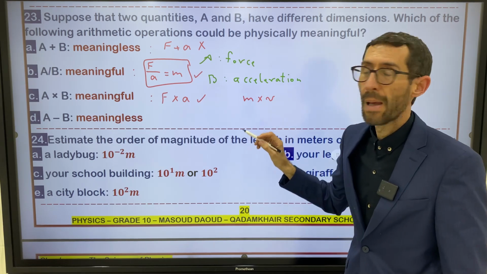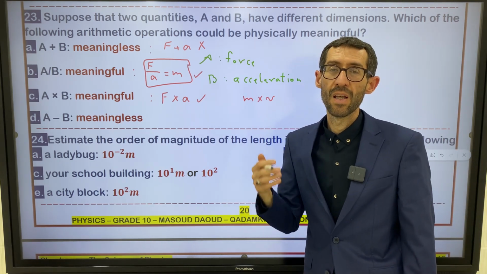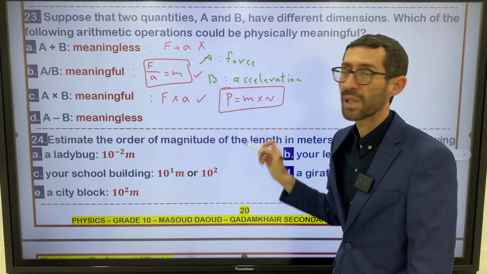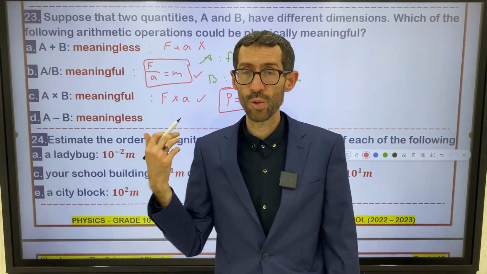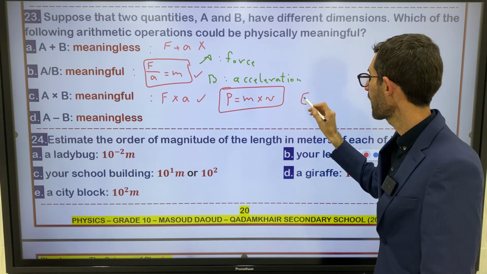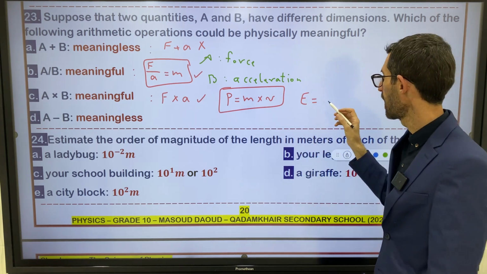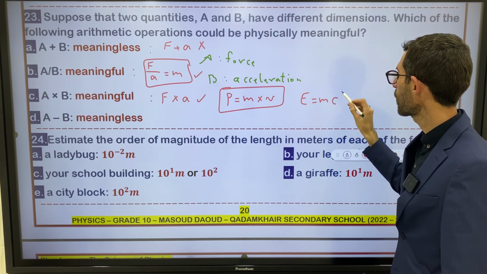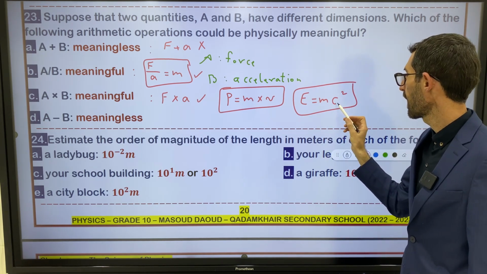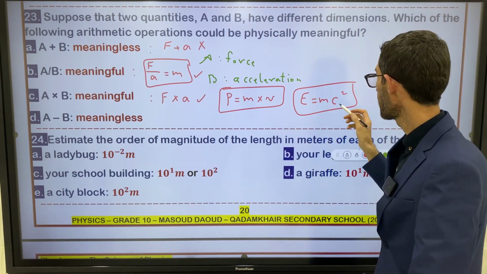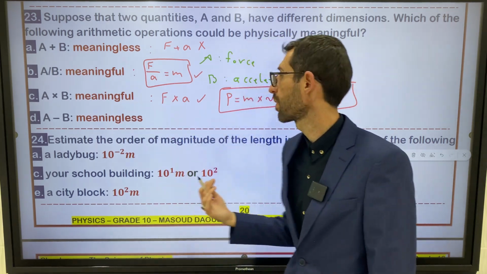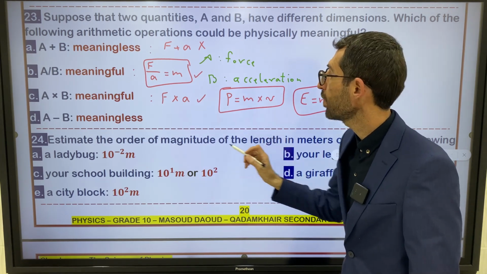Think about this one. Mass multiplied by velocity becomes momentum. It's a very famous rule, especially in grade 11. You encounter this rule. And think about the equation of Einstein, energy conversion, mc squared, right? You see? Here c is the speed of light. That's why multiplying two different quantities is meaningful. It has no problem. Let's move on to the last one.